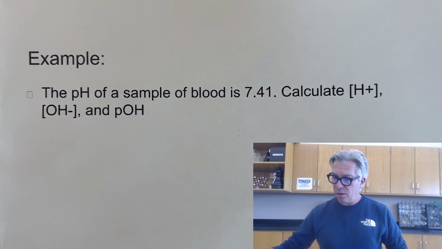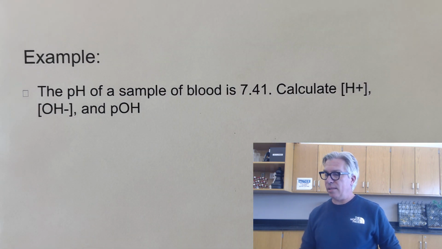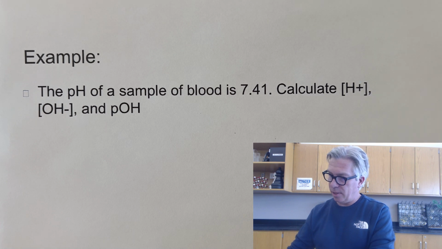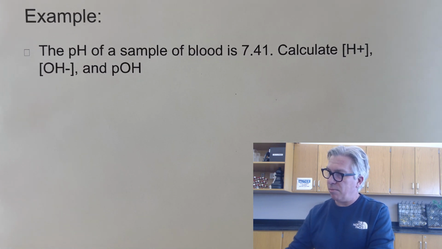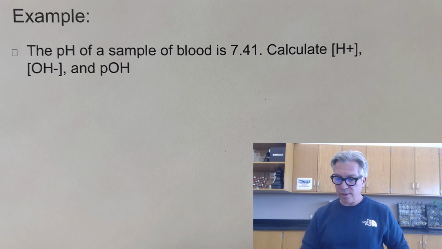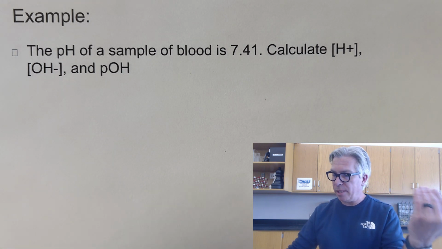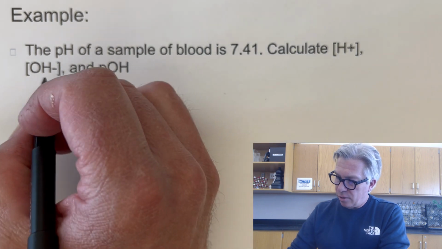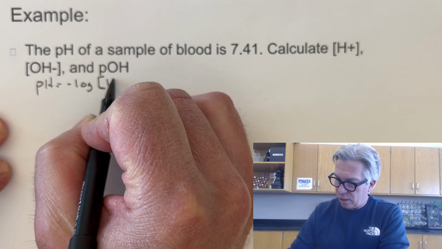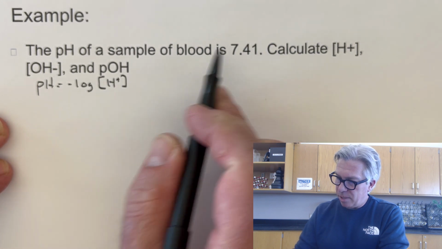All right, let's try a couple of quick things. So the pH of a sample of blood is 7.41. Let's calculate the H plus, the OH minus, and the pOH for this solution. Okay, so I've been given the pH, and I know that the pH equals the negative log of the H plus concentration. And I can put the pH in there.